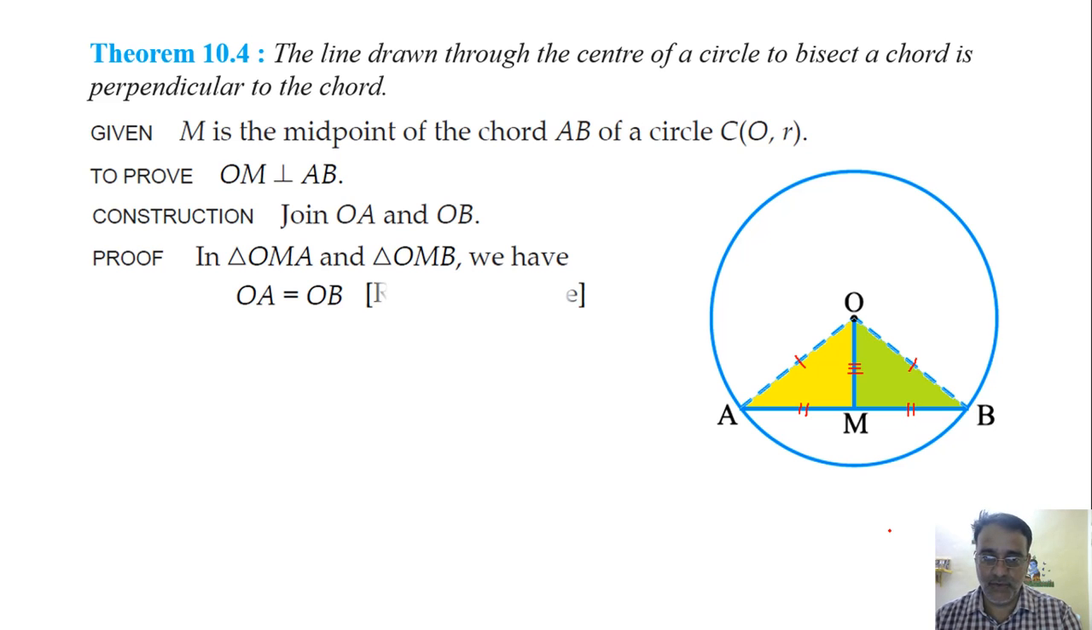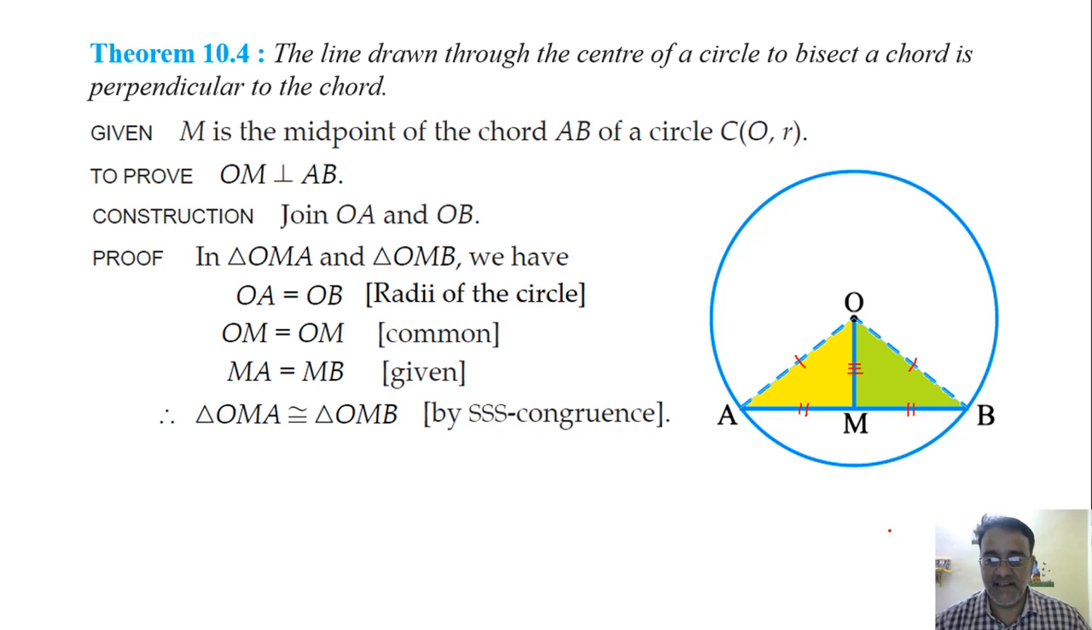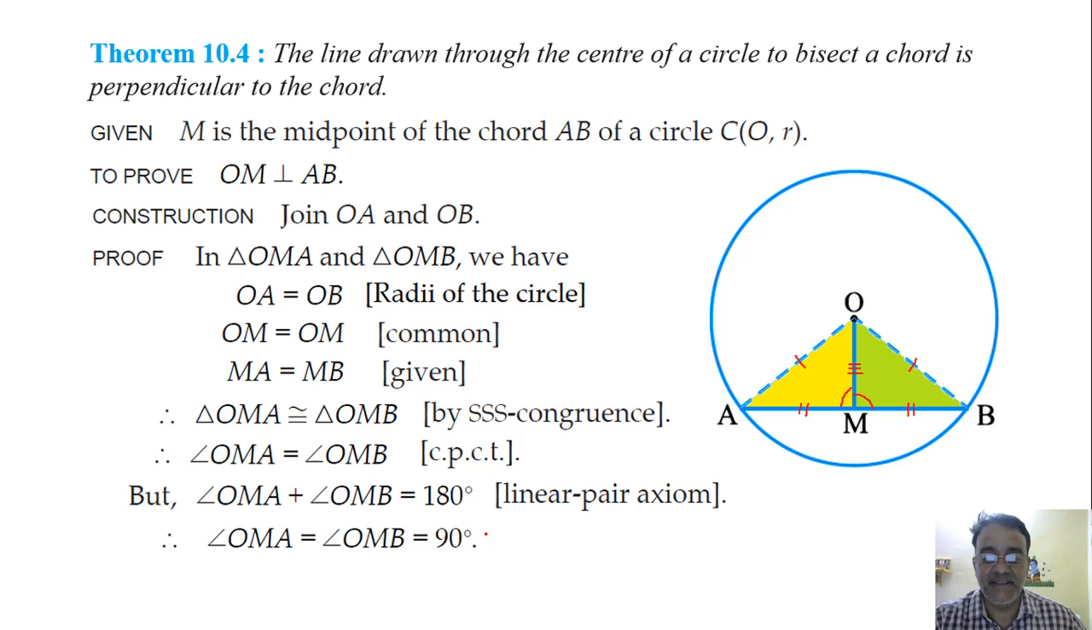So OA is equal to OB, radii; OM is equal to OM, common; AM is equal to MB, given. So these two triangles are congruent by SSS criteria. Now these two angles are equal. Why? CPCT. But the sum of these two angles is 180 degrees. Why? Linear pair. So the sum of those two angles is 180 degrees and those two angles are equal to each other. Therefore each angle will be equal to 90 degrees. Hence OM is perpendicular to AB.